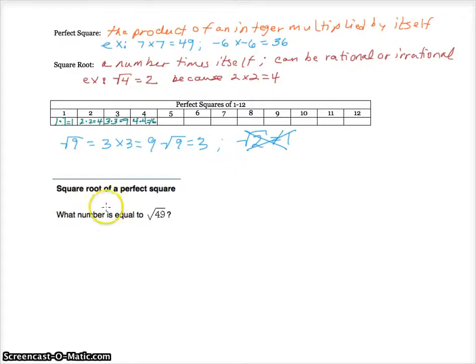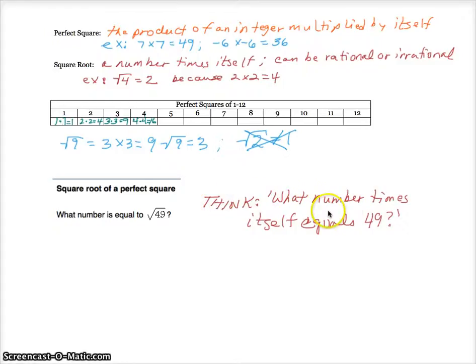Let's look at the first example here. Square root of a perfect square. What number is equal to the square root of 49? So here we need to think, and I want to write this in red. It's really important for us to think this thought right here. So we're going to write think. We want to think what number times itself equals 49. And so to answer the question, what number is equal to the square root of 49, this symbol means square root.